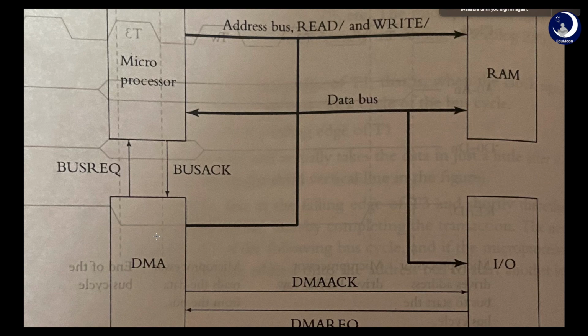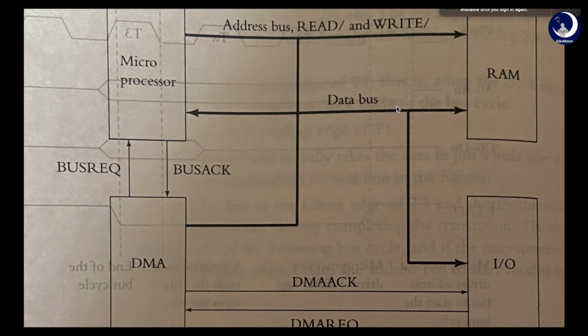After placing the address on the address bus, it sends a DMA acknowledge, an acknowledgement to the input output device, and asserts the write signal to the RAM. Now the input output device puts the data on the data bus for the RAM and completes the write cycle. I hope you got it.